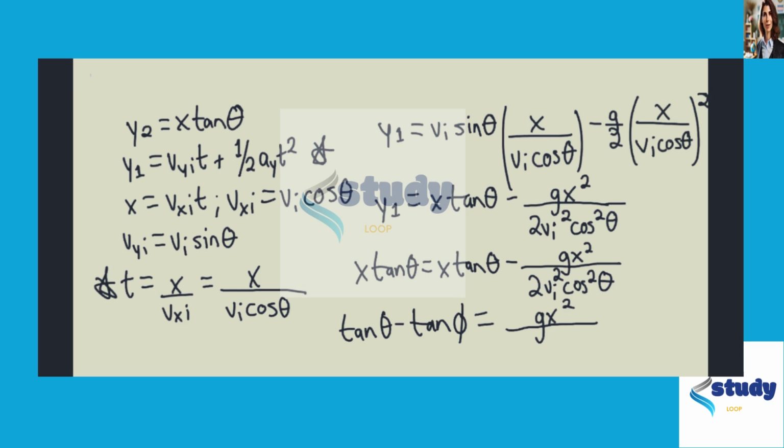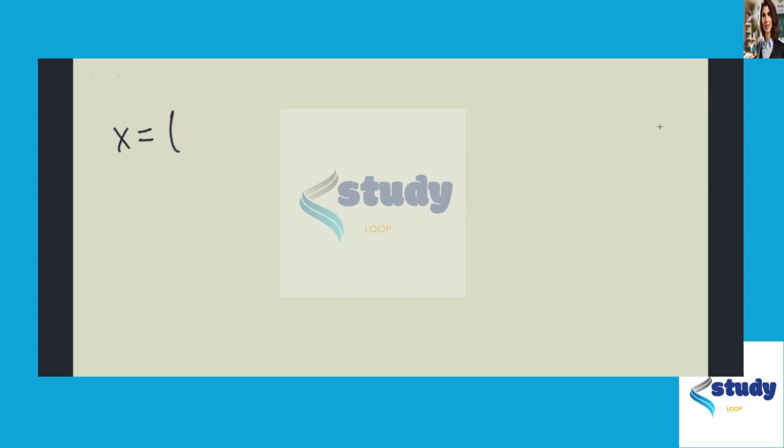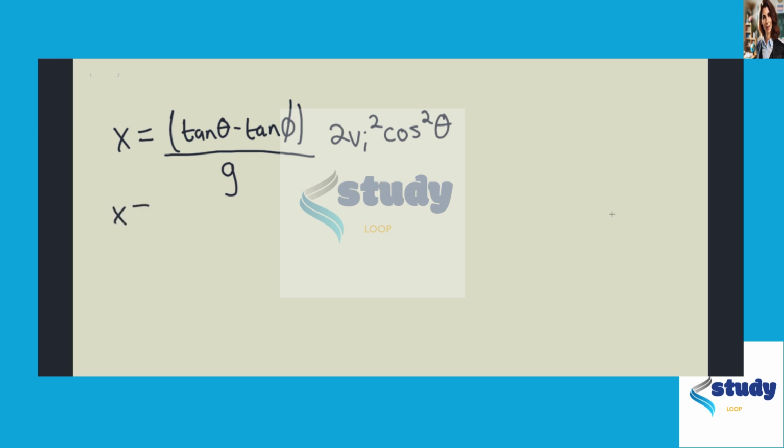Let's get a new workbook here and solve for x. So x will then be equal to tangent of theta minus tangent of phi divided by g, times 2 v initial squared cosine squared of theta. And here, this intersection x-coordinate is related to the desired quantity d, where x equals d cosine of phi.